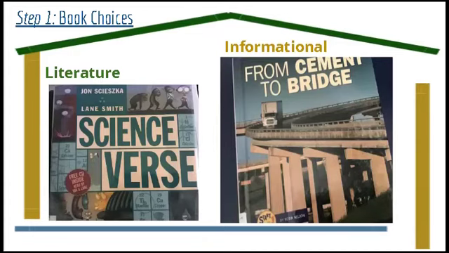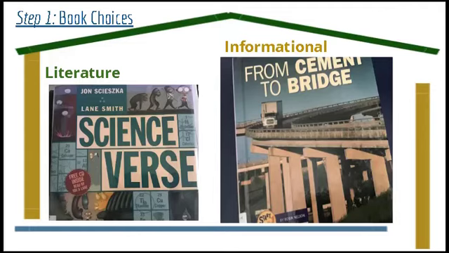Here are some examples of books that can be classified or categorized as literature or informational books. There are different types of literature and informational text which can be found on the Step 1 worksheet, which can be purchased on the Borderless Teaching Academy website as well.